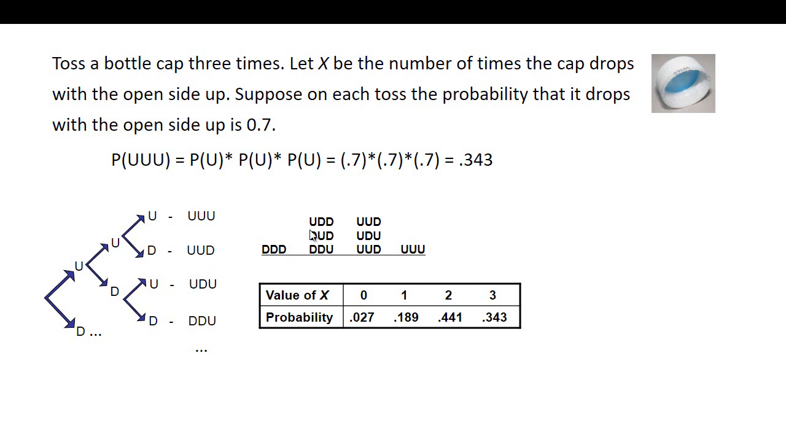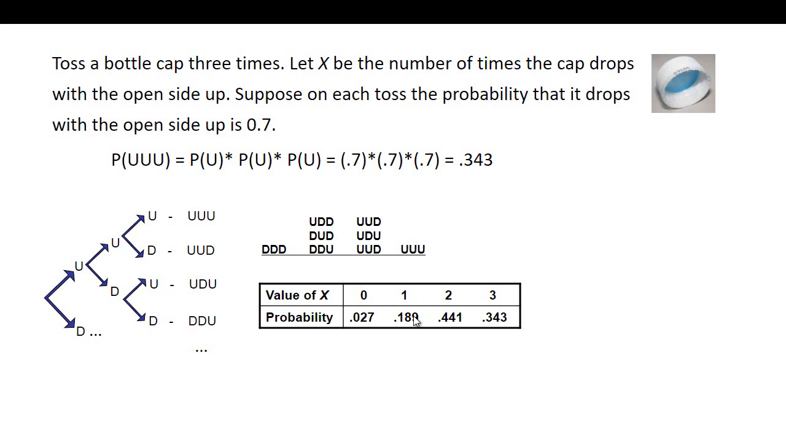Sorry, so I'm making a mistake here. So what is the probability of the first one? The probability of the first one would be the U is actually a 0.7, and then the probability of D and D would be 0.3 times 0.3. So the probability of the first one would be 0.7 times 0.3 times 0.3, which is equal to 0.063. And the probability of each of the other 2 will also be 0.063. And then if I add them up, we're going to get 0.189.